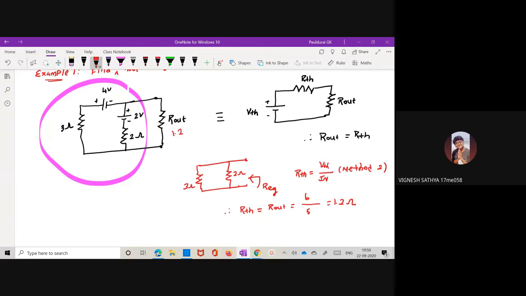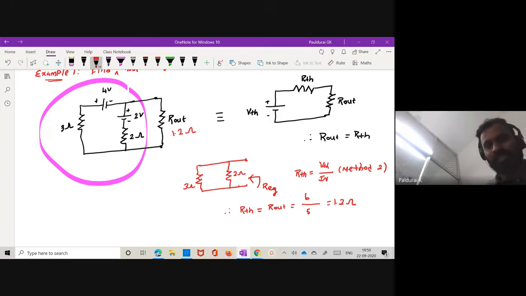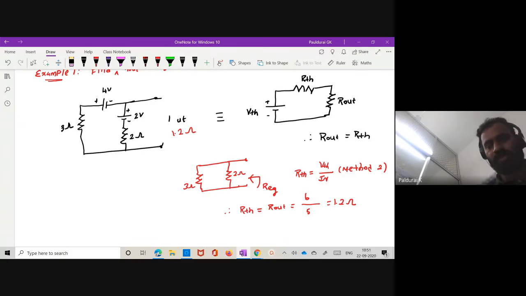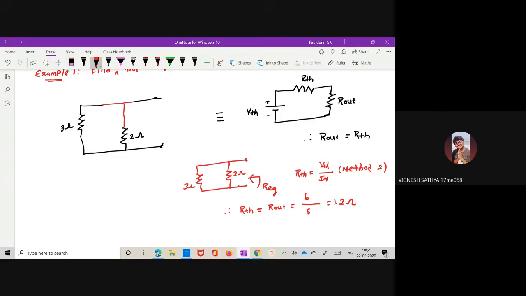Sir, how did you draw the equivalent circuit? Equivalent circuit, what is the procedure? First, you want to open the load, right? So I'm opening the load. And you want to replace the voltage source by a short circuit, right? I'm replacing this voltage source by a short circuit. Got it? Yes, sir. Yeah, thank you.